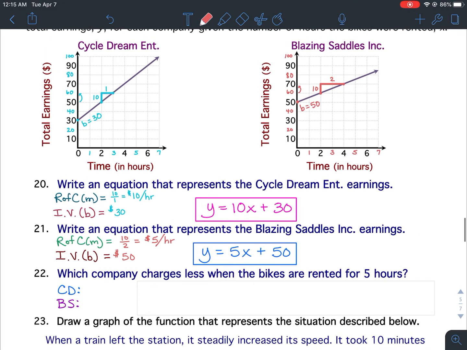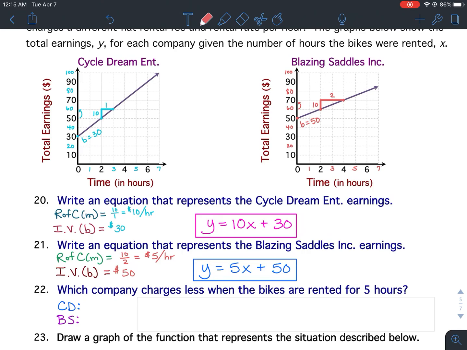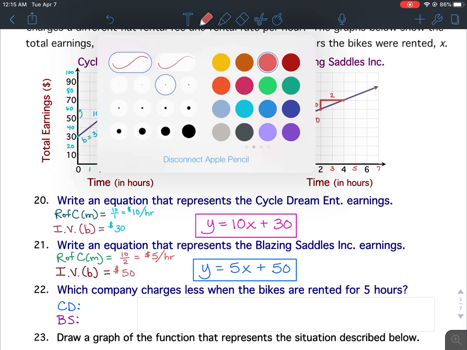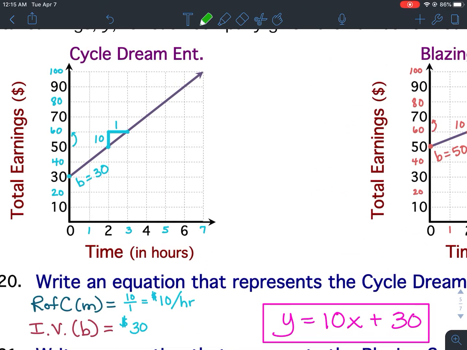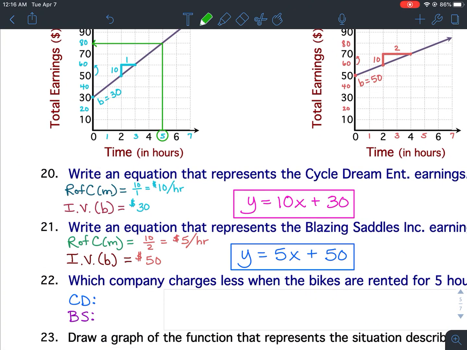Now for question 22, they want to know which company charges less when the bikes are rented for 5 hours. You could take the 5, plug it in for x, and solve for y for both equations, or you could simply just go up to the graph to figure this out. So if I go up to the graph, let's go to Cycle Dream first. They want to know for 5 hours. So right here is 5. So at 5 hours, I'm going to go up to where the line intersects the graph, and then go over to the y-axis. So how much does Cycle Dream charge for 5 hours? It charges $80.